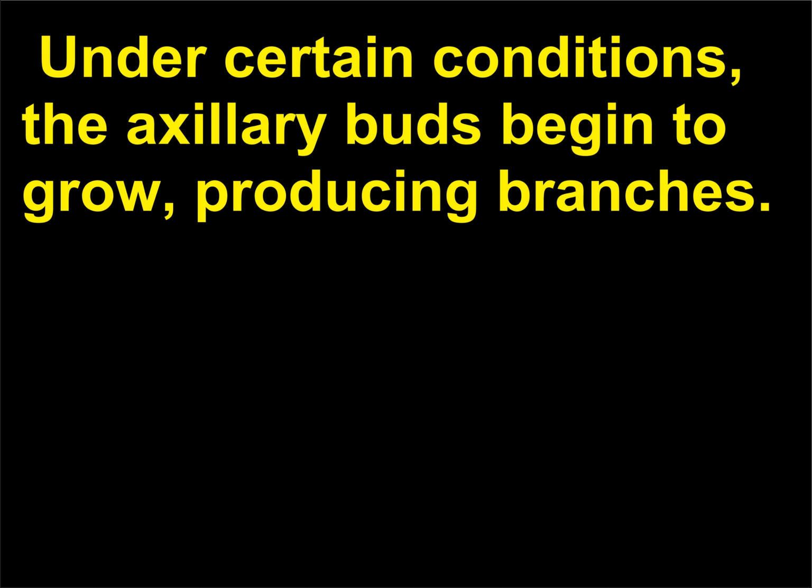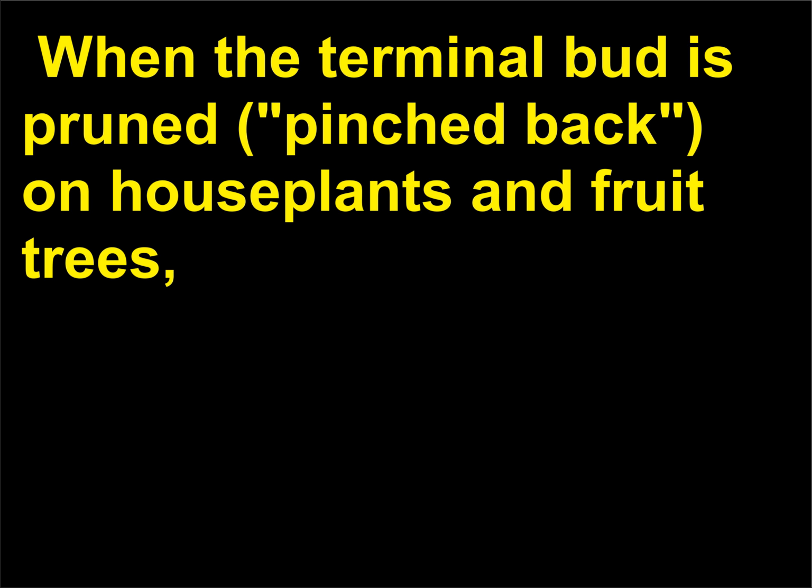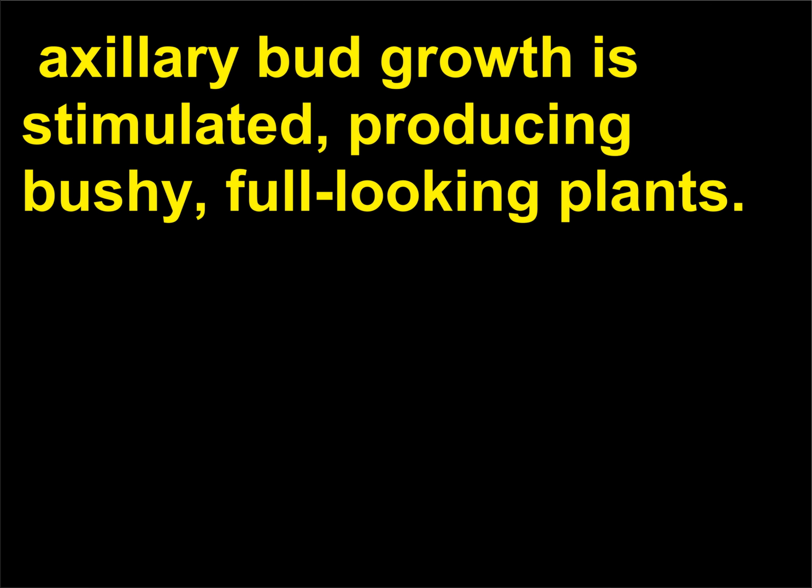Under certain conditions, the axillary buds begin to grow, producing branches. When the terminal bud is pruned, pinched back, on houseplants and fruit trees, axillary bud growth is stimulated, producing bushy, full-looking plants.